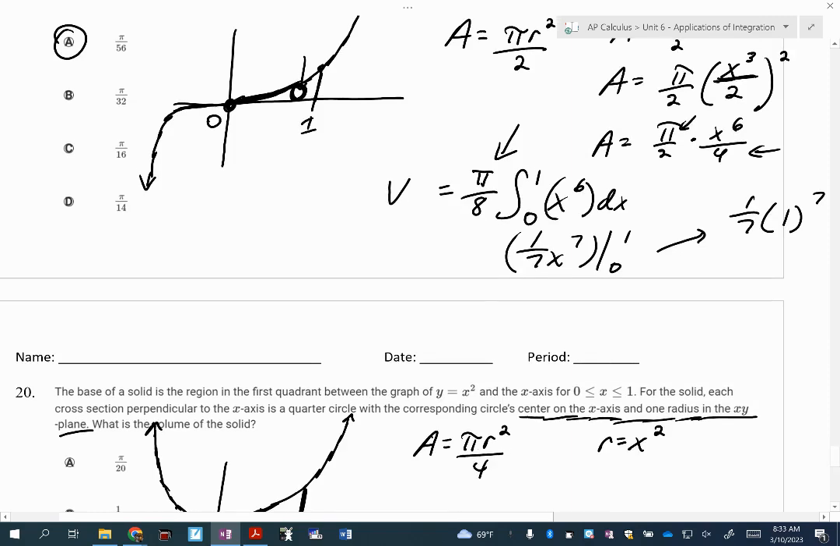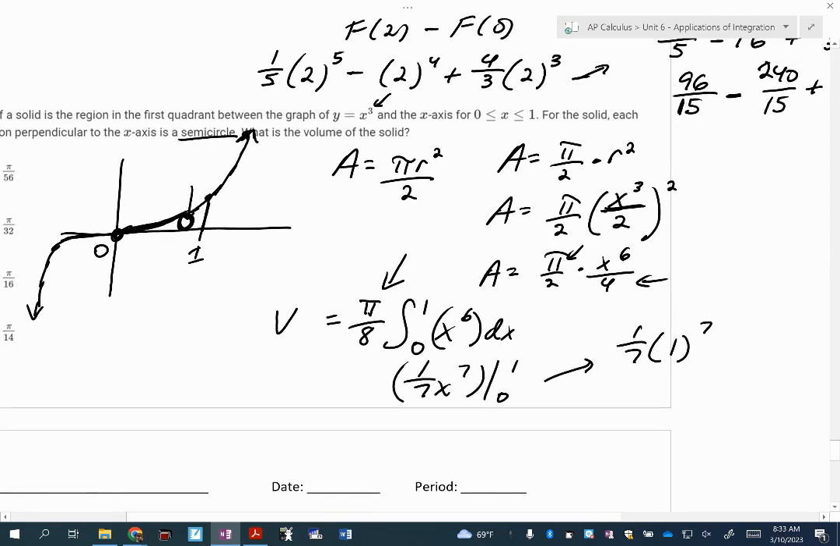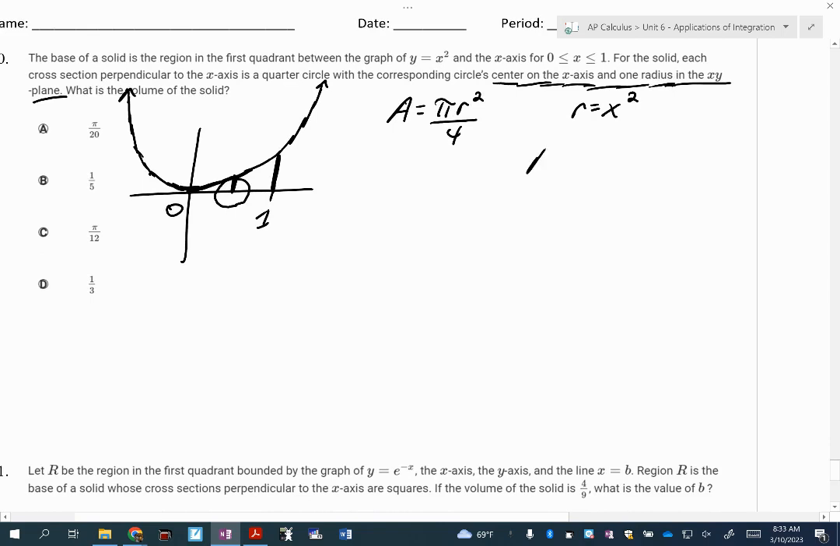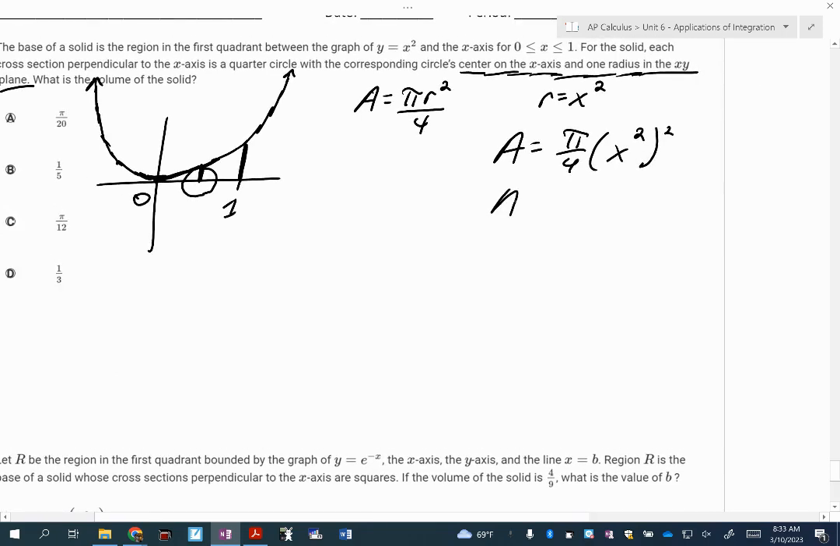The last one, the radius was not my function. The radius was my function cut in half, right? So the diameter was my function. But in this one, the radius actually is my function. So when I plug it in, it's going to be pi over 4 times my radius squared. So clean that up, you get pi over 4 times x to the fourth power. So to find the volume, move the pi over 4 in front, going from 0 to 1, and you're going to put x to the fourth power dx.